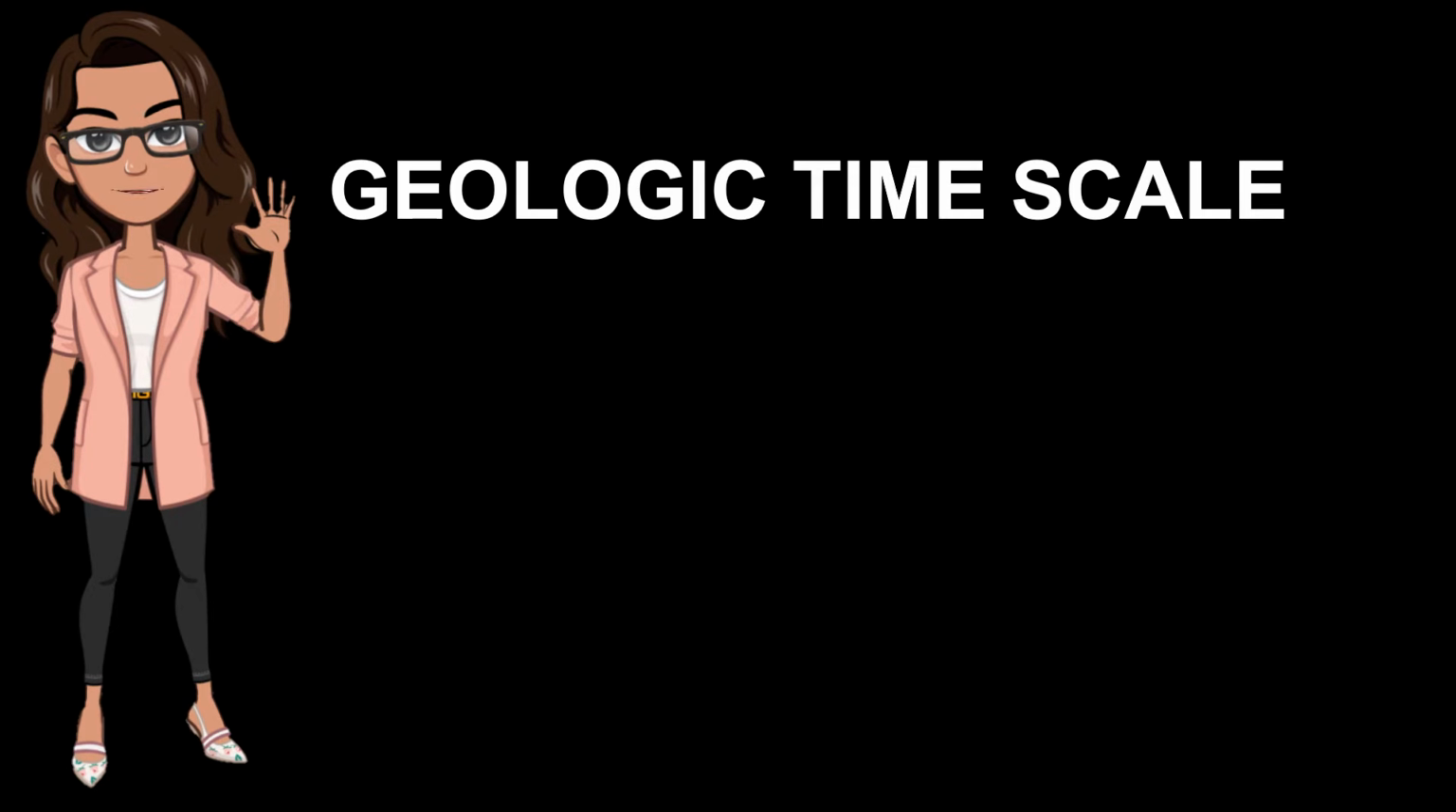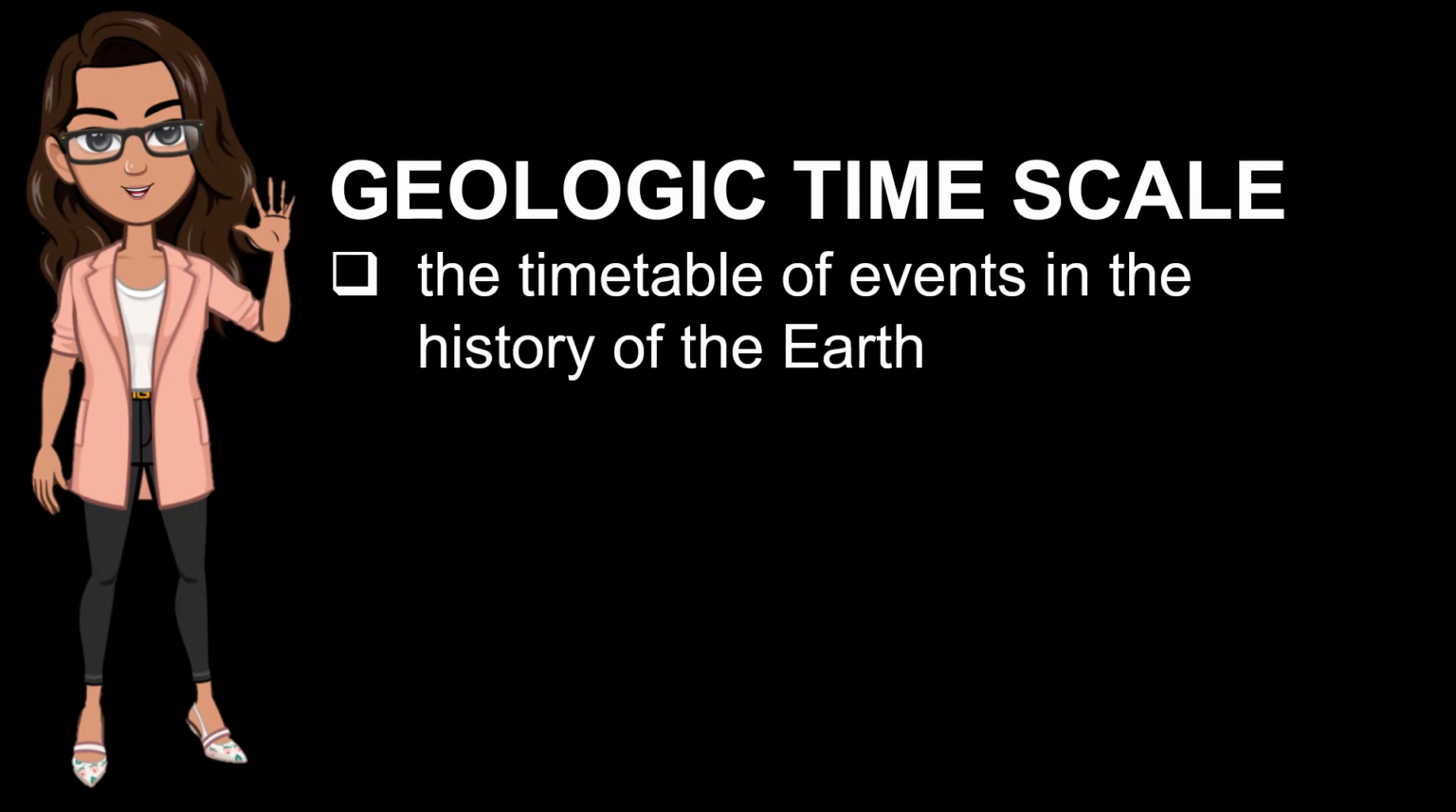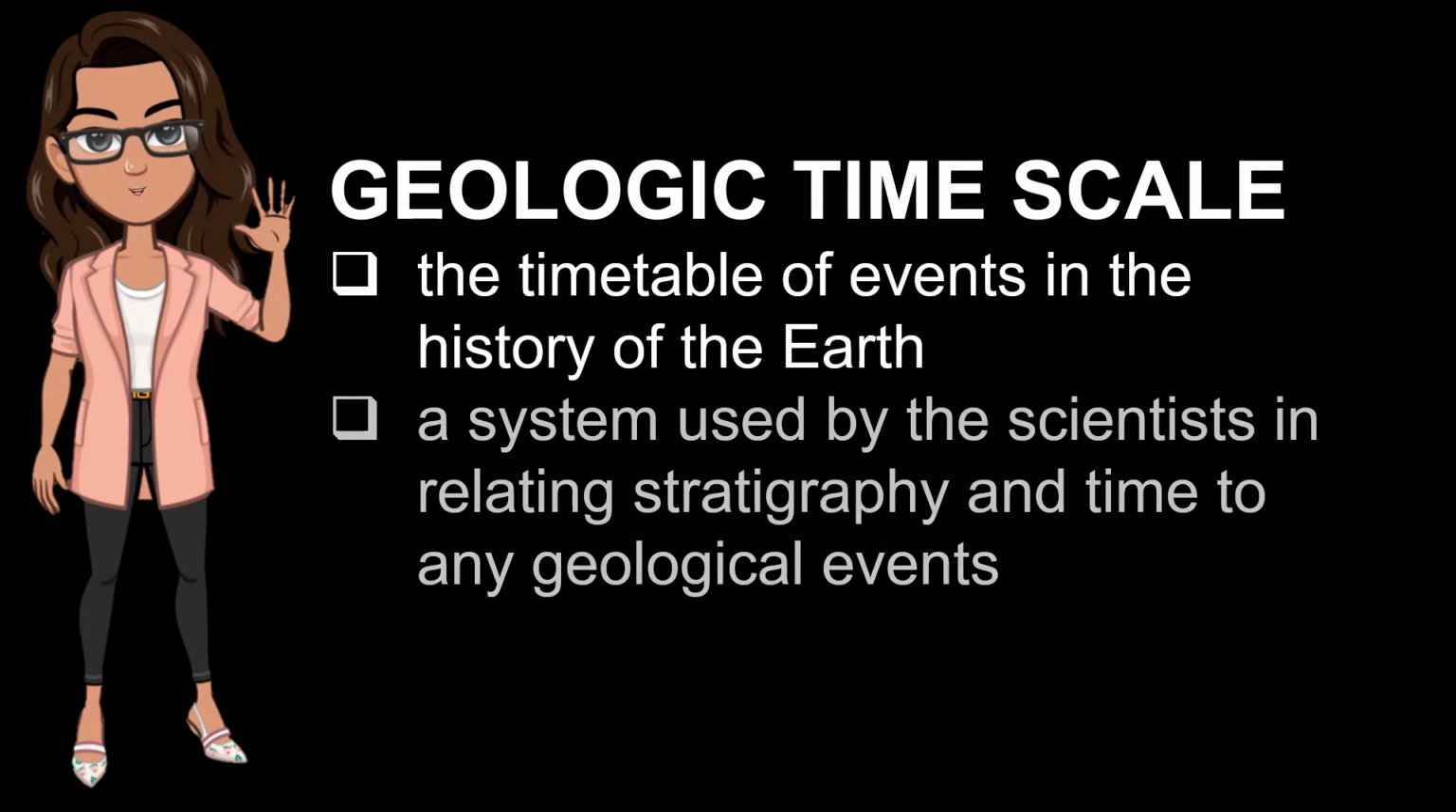The geologic time scale is a timetable of events in the history of the Earth. It is a system used by scientists in relating stratigraphy and time to any geological events. This timetable of events is subdivided into geologic time units: eon, era, period, and epoch. These units are based on stratigraphy, which is the description of rock succession and its interpretation in terms of a general time scale, which is the basis for historical geology.